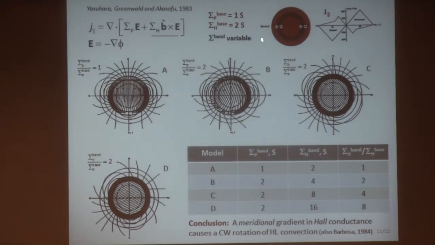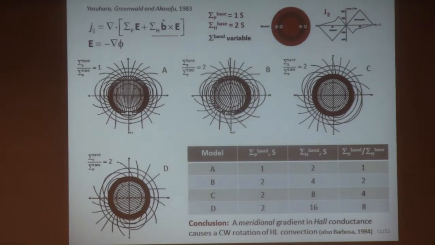Red indicates the baseline conductance distribution, different for Pedersen and Hall. Then they had a uniform in local time band in which they varied the value of the conductance. And then they assumed a distribution of field-aligned currents, region 1 and region 2, like sheet currents on the poleward border of these conductance enhancements.